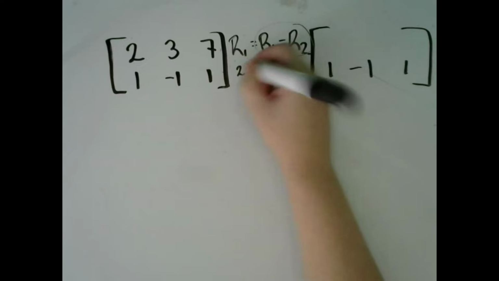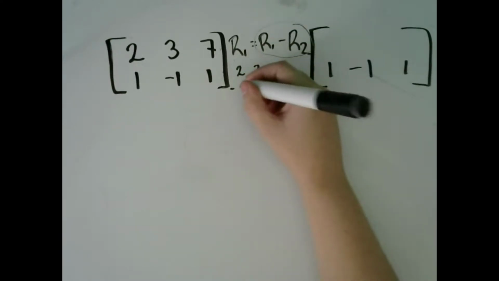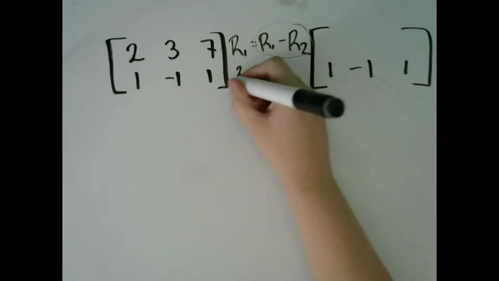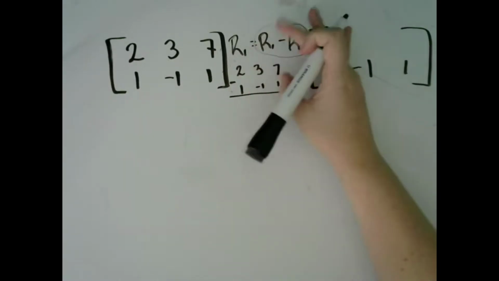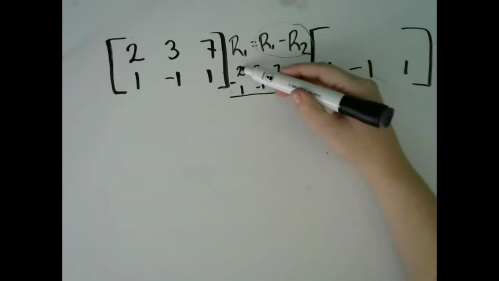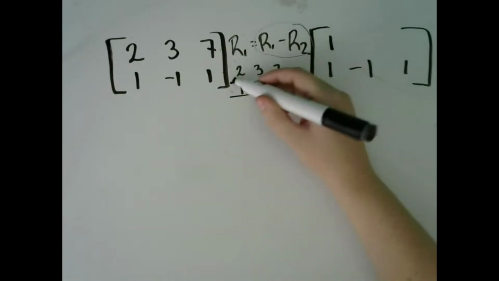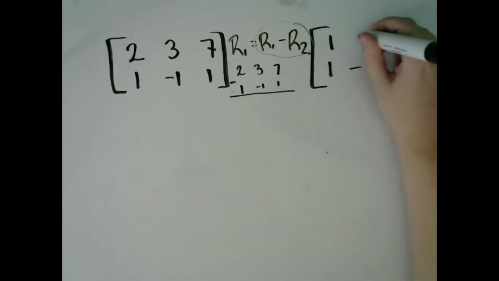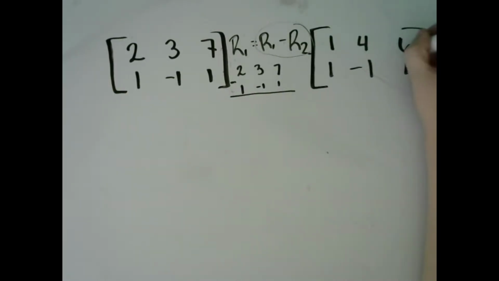So we're going to do 2, 3, 7 minus 1, negative 1, and 1. Remember that each pair has to be subtracted. So 2 minus 1 is 1. 3 minus negative 1 is 4. And 7 minus 1 is 6.